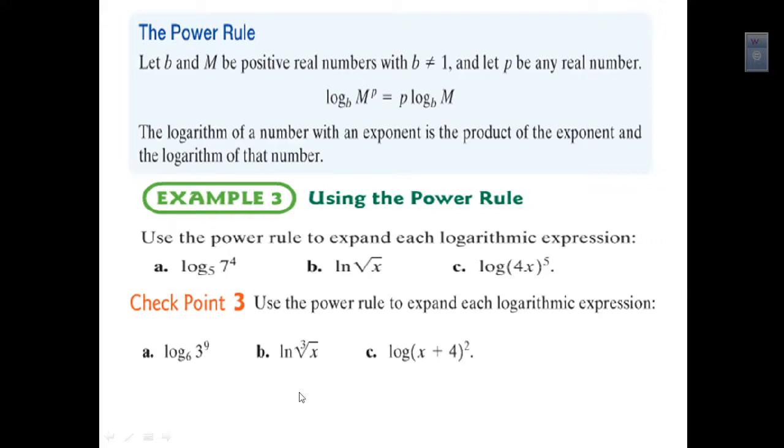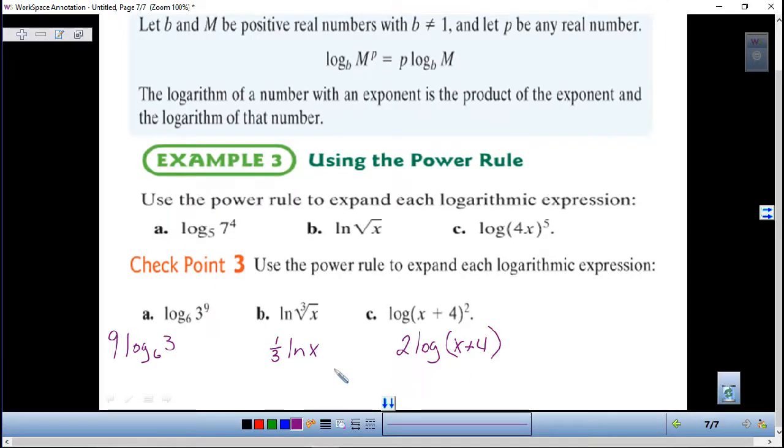All right, I want you guys to try these 3. Pause the video, give them a try, and then come back and check your answers. And I'll show you the answer in 3, 2, 1. All right, so here are your answers.